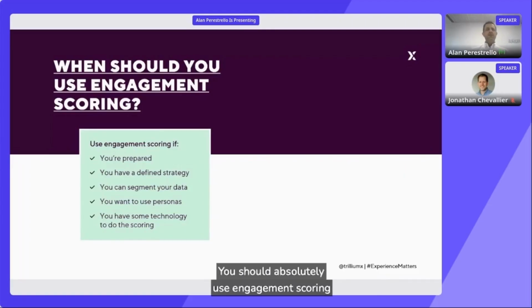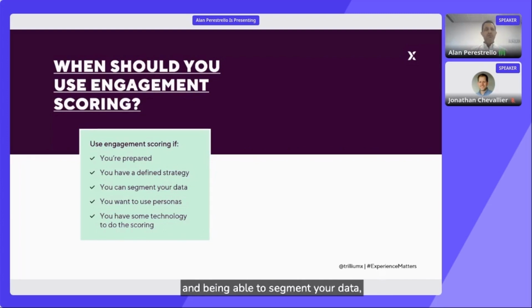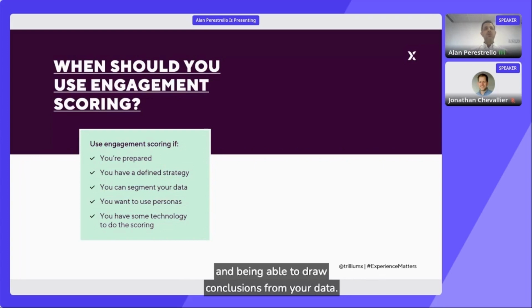You should absolutely use engagement scoring when you're prepared to do it. And so that fundamentally is underpinned by having a defined strategy and being able to segment your data. So it's about knowing your data, being able to segment it, and being able to draw conclusions from your data.